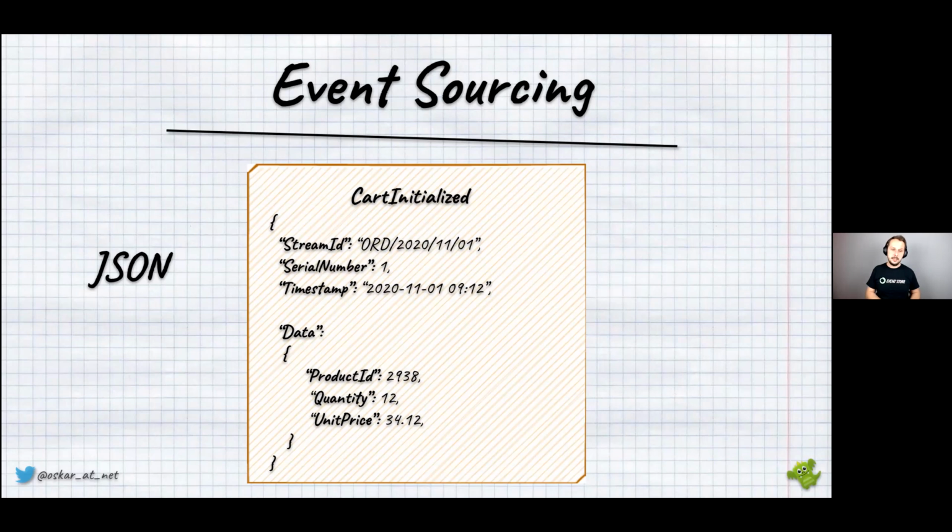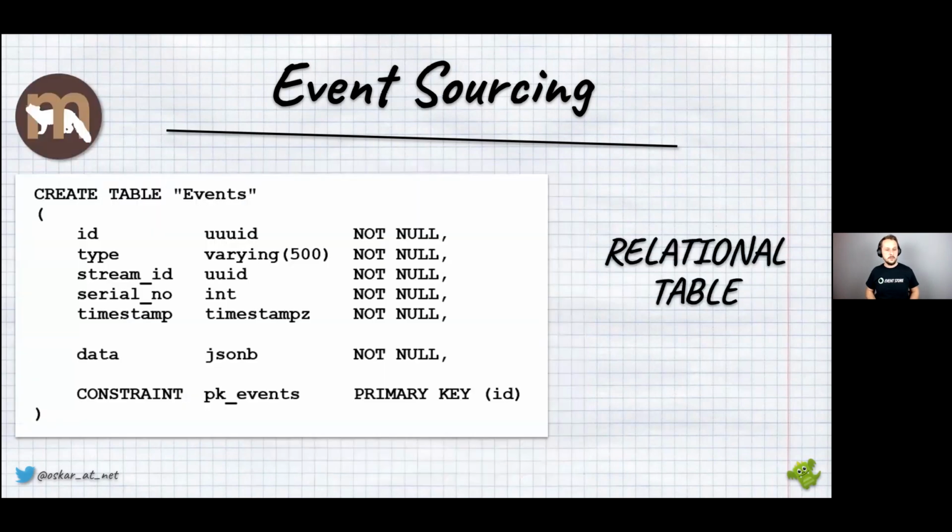And we have some metadata like a stream ID, and stream ID in event sourcing nomenclature is an entity ID, and a serial number, which is the version at which the event was recorded. So it is typically an auto-incremented number, so we can see what the order of events in our stream is. And we can store them in a relational table if we'd like to. That's how we are doing it in Marten. We are storing them in Postgres, a relational database.